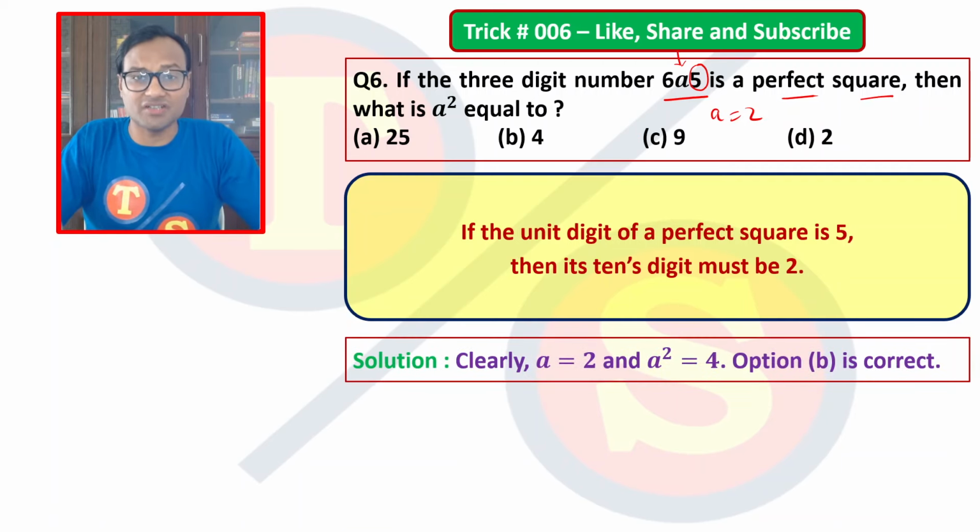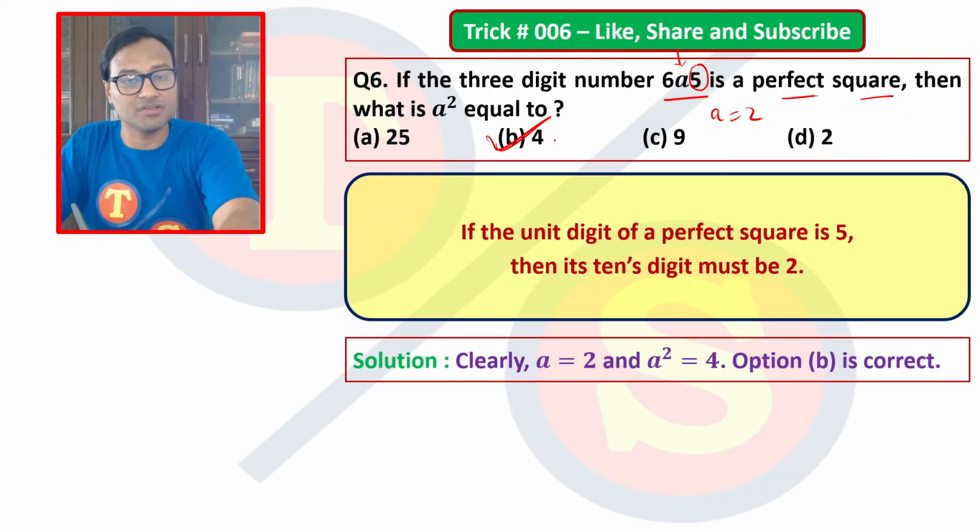No other digit can come before 5 in any perfect square number. It has to be 25 at the end, right? Okay, so definitely A is 2, and in that case A square is 4. So answer option B is correct.